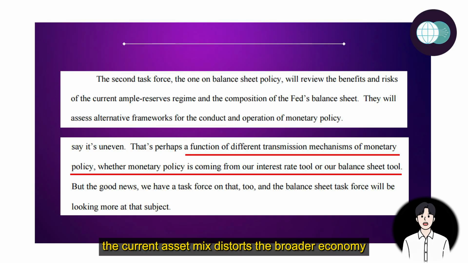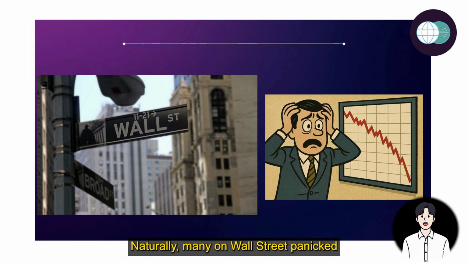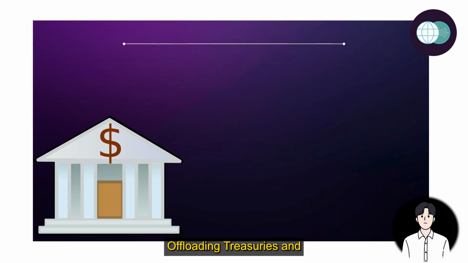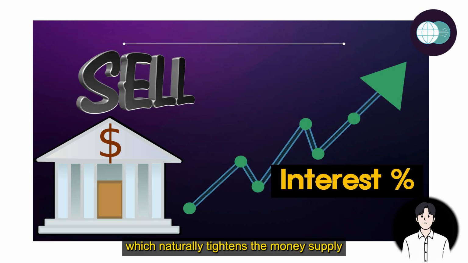Warsh points out that the current asset mix distorts the broader economy, often favoring specific sectors like real estate. He's challenging traditional Fed groupthink, calling for a thorough audit of the current framework. Naturally, many on Wall Street panicked. Offloading treasuries and mortgage backed securities drains liquidity and pushes bond yields higher. This increases borrowing costs across the board, which naturally tightens the money supply.